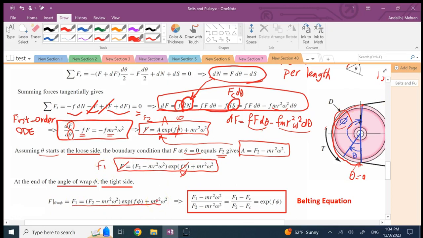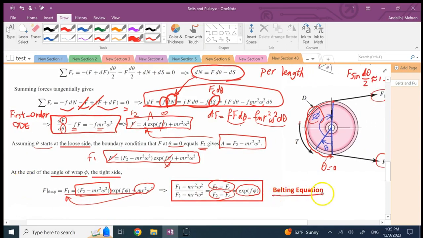And now what I'll do is I'll bring that m r omega squared to the left side. So it becomes F1 minus m r squared omega squared, and then divide both sides by this. So it becomes F1 minus Fc over F2 minus Fc equals what? Exponential of f times phi. And this very important equation we call the belting equation.